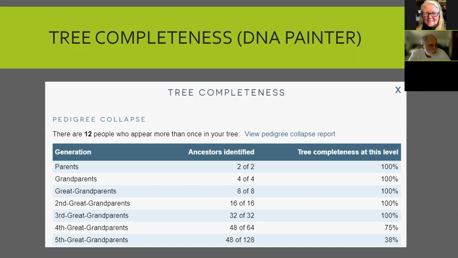We've talked before about DNA Painter and their tree completeness check tool. You can see here for mine that I have 100% for quite a few levels, up to third great-grandparents. But at the fourth great-grandparent stage, I only know 48 of the 64, and also 48 of the 128 fifth great-grandparents. So I still have some work to do on my tree. I also have 12 people who appear more than once in my tree. That's some of my mom's Tennessee family. There were cousins who married cousins and that sort of thing.